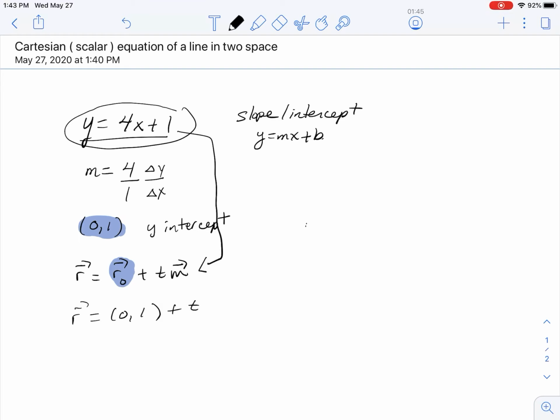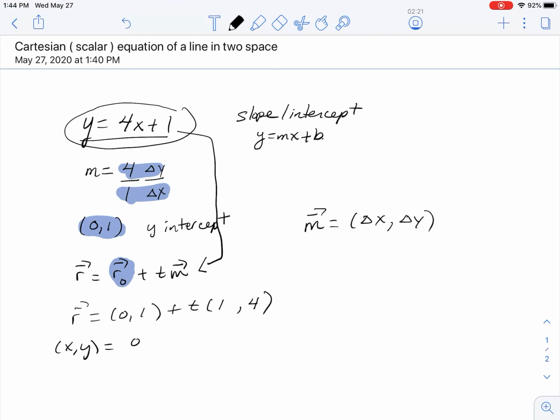Now, the direction vector. Let's recall how that direction vector was calculated. It was the change in x and the change in y between two points on the line. Well, if we look up here, where we had the slope, that's the same thing: change in x, change in y between two points on the line. So I could take the 1 as the change in x, put it first, and the 4 as the change in y. And then if I wanted to, I can go into the parametric form.